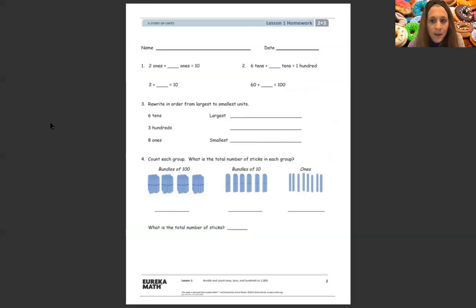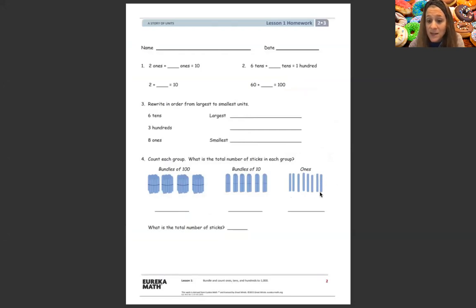Okay, we're still talking about ones and tens, and look down here, they're even bringing in hundreds. So these look a little different than what we've been working with for our manipulatives. These are actually straws, okay? They used straws as the manipulatives down here.